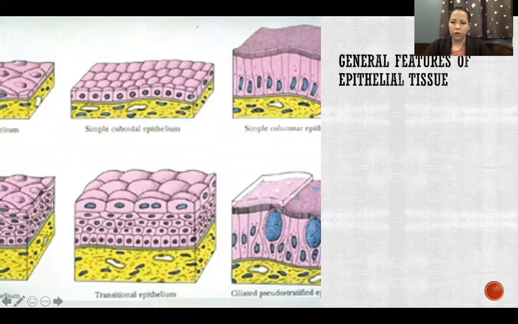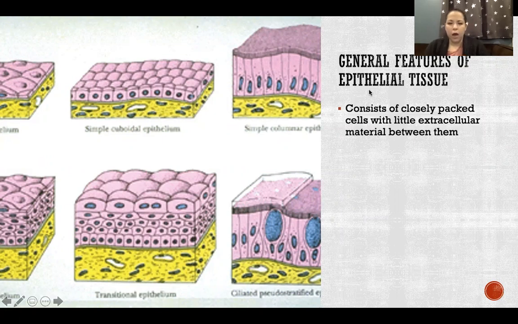So, general features of epithelial tissue. Epithelial tissue is made up of closely packed cells with little extracellular matrix between them. Okay, so as I discussed in another video about connective tissue, we have fewer cells with a lot of extracellular material between the cells in connective tissue. Epithelial tissue is different in that we have many more cells very tightly packed together with very little space or material between the cells.